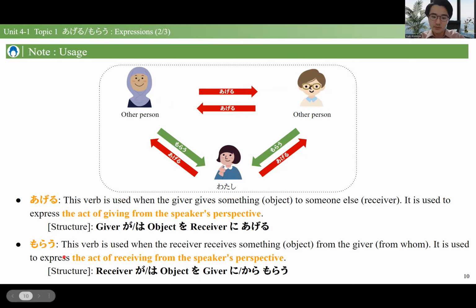Now for morau, this is receiving. So this is the incoming item. You are describing what you receive from the speaker's perspective. So the item that comes into you, receive from another person, morau. So this is the item that comes toward you, morau.